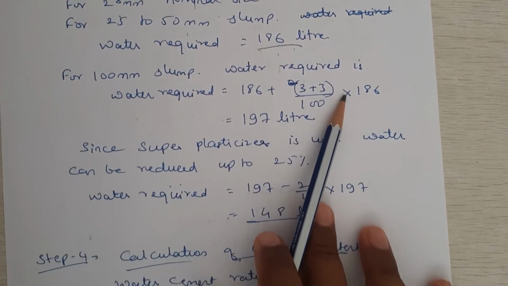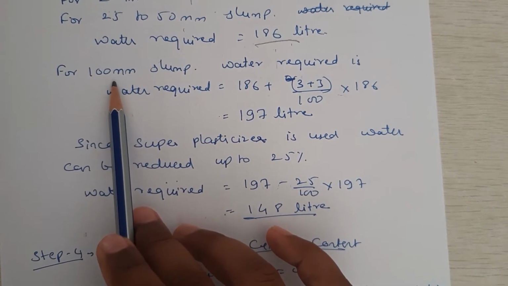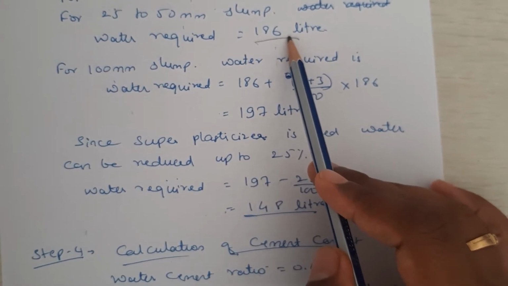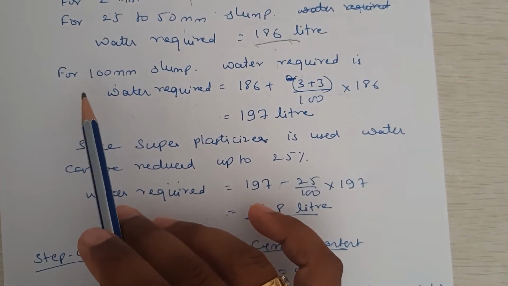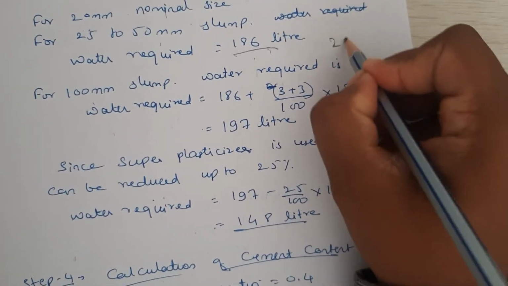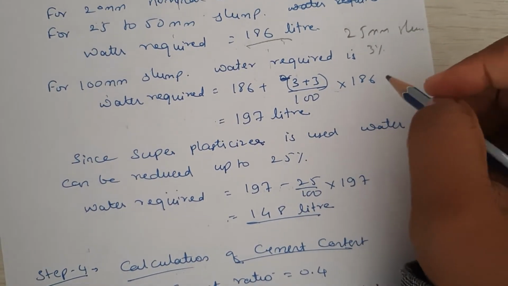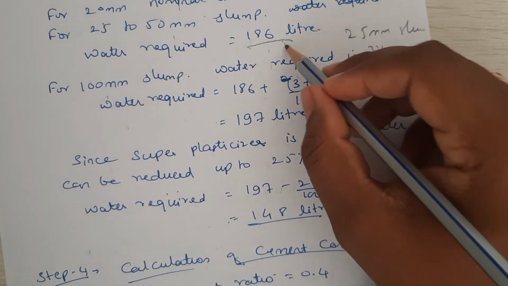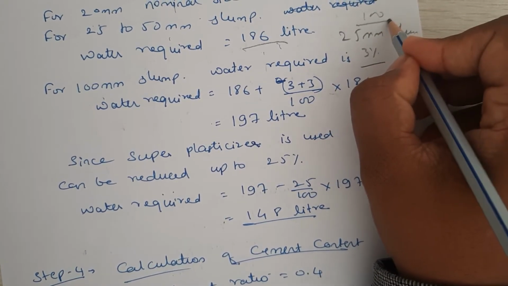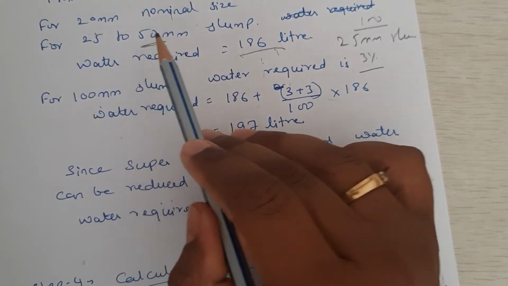But in this problem we want to get a 100 mm slump. To increase the slump value I have to add water content, because I want more workable concrete, right? So how much water addition is required? For every increase of 25 mm slump, we have to increase the water by 3%. In that case we require a 100 mm slump, and this water content is given for the 25 to 50 mm slump.